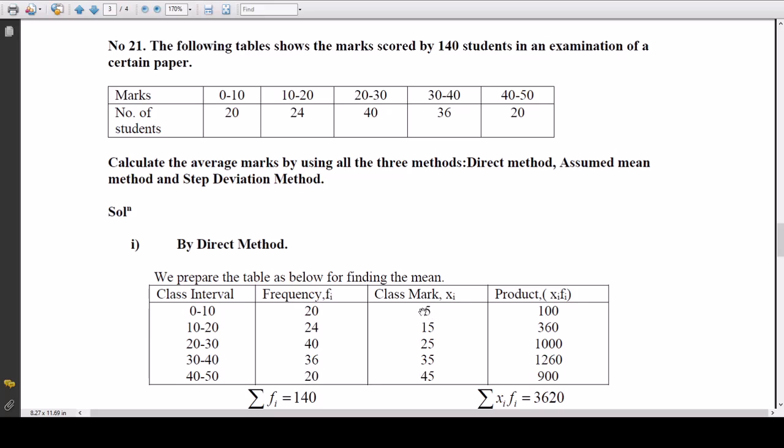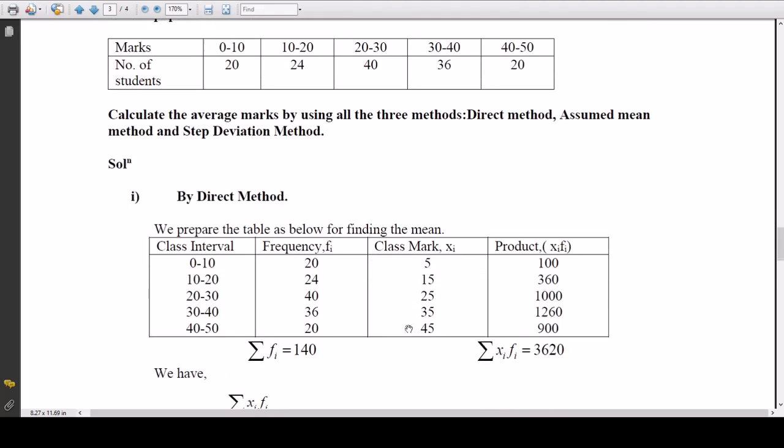Now the class mark, what is class mark? It is the mid value of a class interval. 0 to 10 is 5, 10 to 20 is 15, 20 to 30 is 25, and so on, till the last class interval, 40 to 50, it is 45. Now the product of frequency with the class mark: 20 with 5, 100, 24 with 15, 360, 40 with 25 is 1000, 36 with 35, 1260, 20 with 45 is 900. Now the sum of frequency is 140 and the sum of this fixi is 3620.